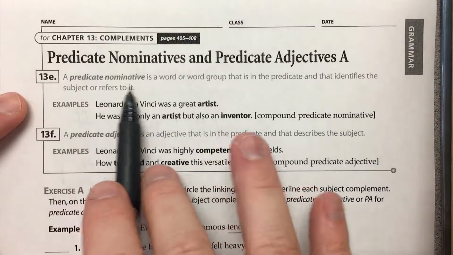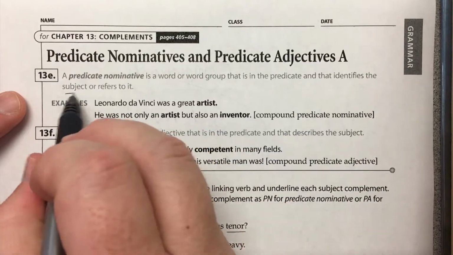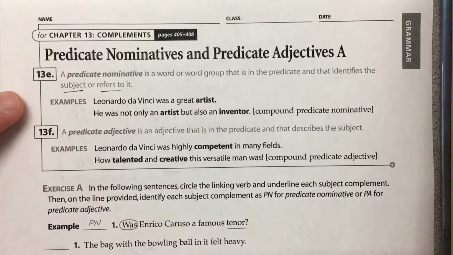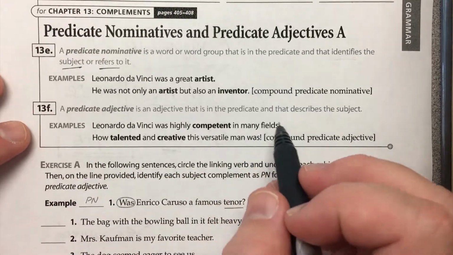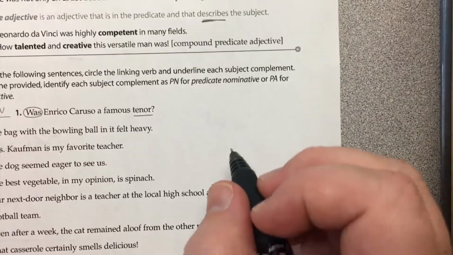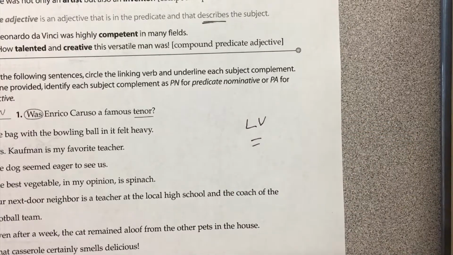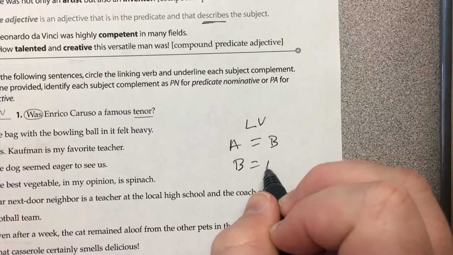All right, remember predicate nominative is a word or word group that is in the predicate and identifies the subject or refers to it. So it either identifies it or it refers to it. The predicate adjective basically just describes the subject. So I mentioned before that a linking verb acts like an equal sign. So it's like A equals B and B equals A.